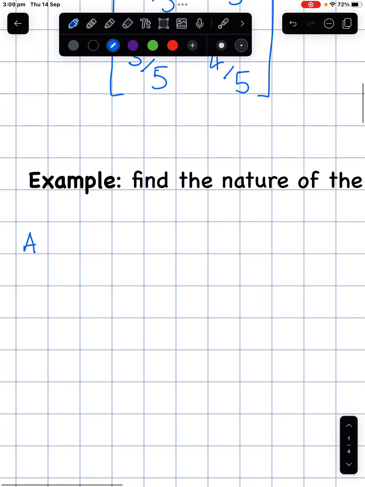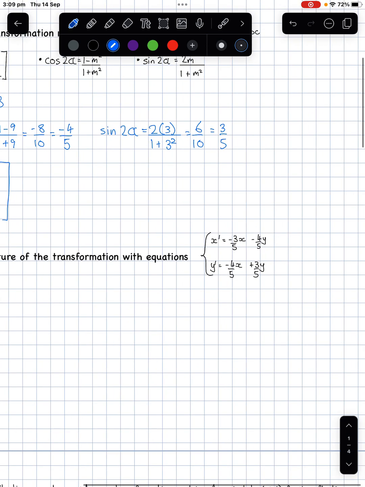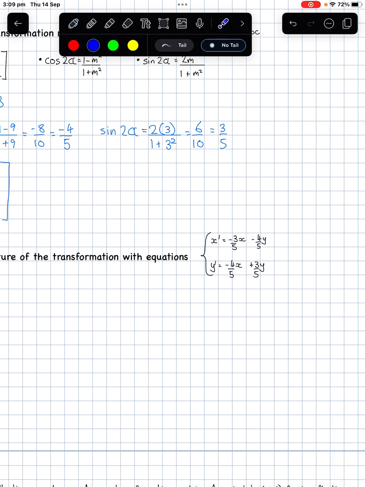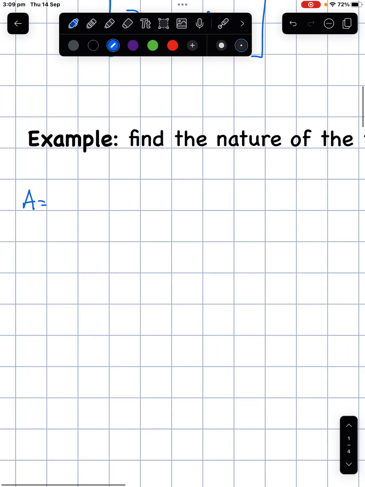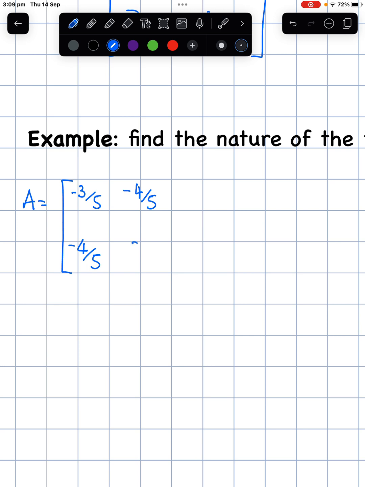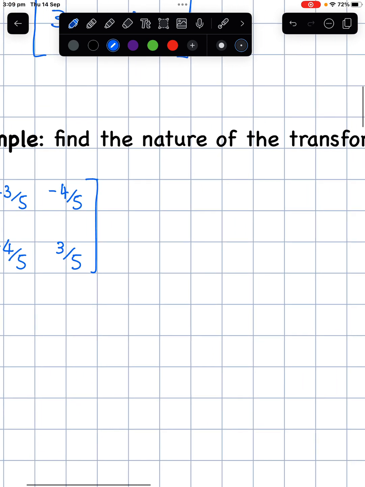We've got this A matrix. And if I look at those values, I've got -3 over 5, -4 over 5, -4 over 5, 3 over 5. So I'm going to write them in here: -3 over 5, -4 over 5, -4 over 5 as well, and +3 over 5. And if we multiply these out, we will get a determinant of -1. So you can do these quite quickly in the calculator once you work these out.